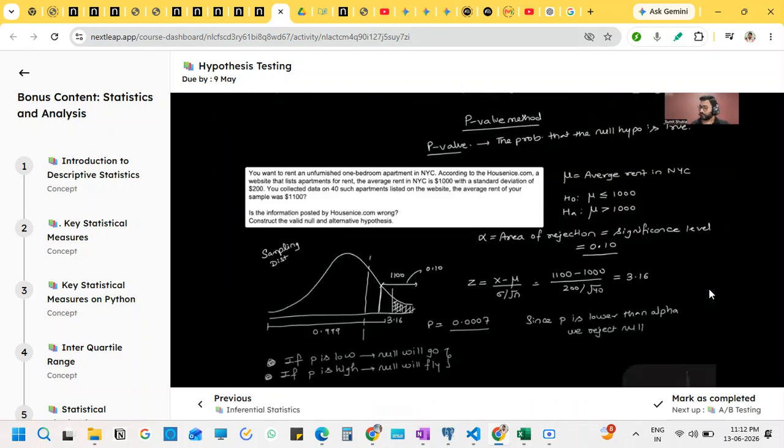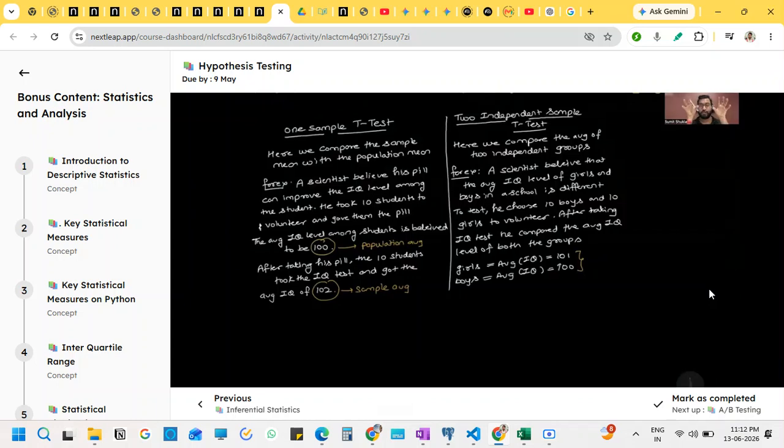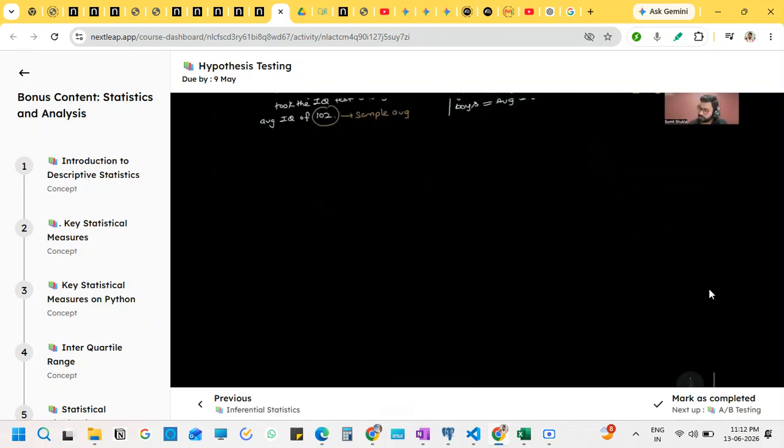Since we are working on two independent samples, there is no dependency or connection between the group of boys and the group of girls. The group of boys is different, the group of girls is different. So this is the two independent sample t-test. We will majorly work on these two, the one sample and the two independent sample, but there is also a third one, which is known as the paired sample t-test.